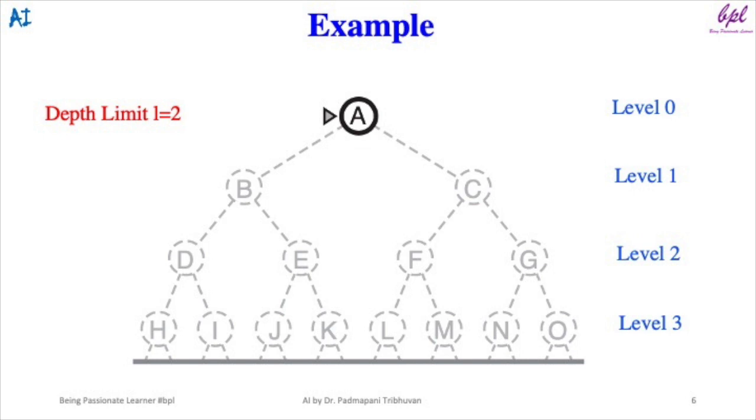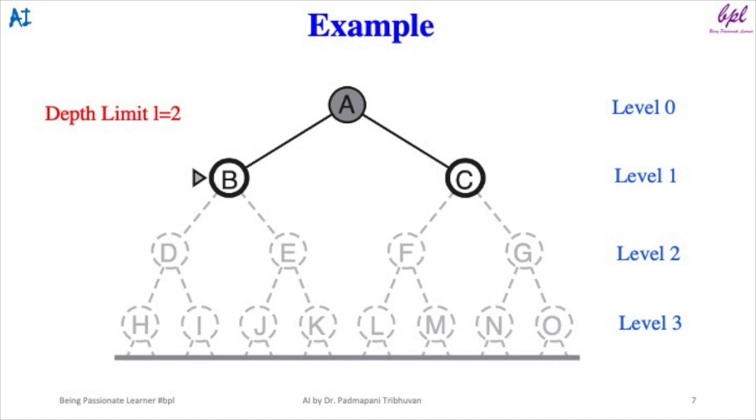Let us see one example of depth-limited search. Consider the binary tree shown on the slide, which represents the search space of a problem. A is the initial state and G is the goal state. Consider depth limit L equal to 2. Depth-limited search will start searching from initial state A. A has two child nodes, node B and node C. B will be explored next.